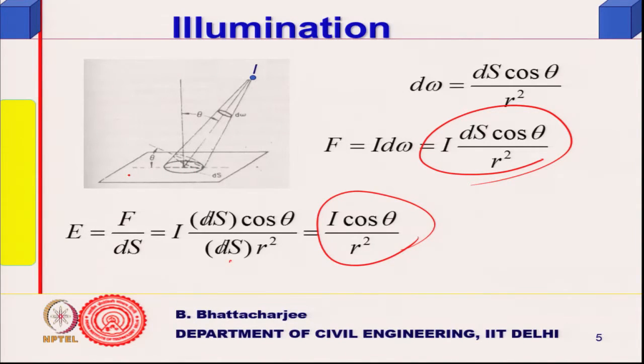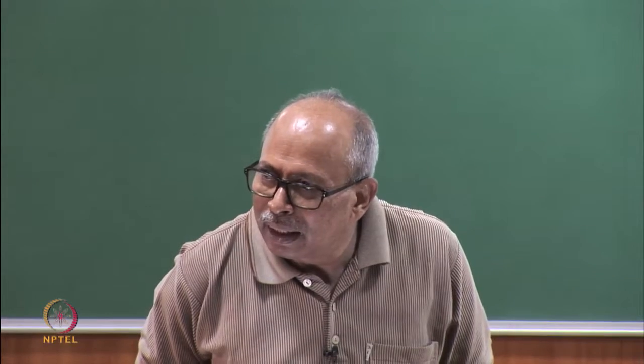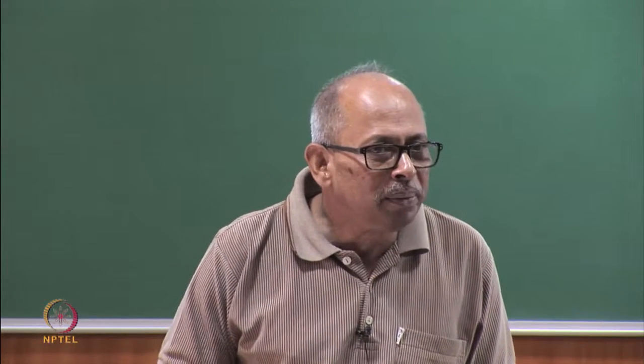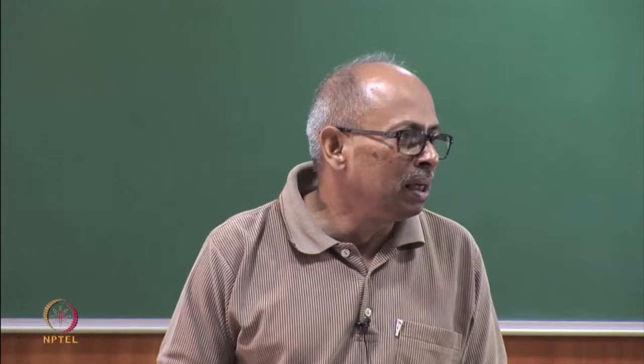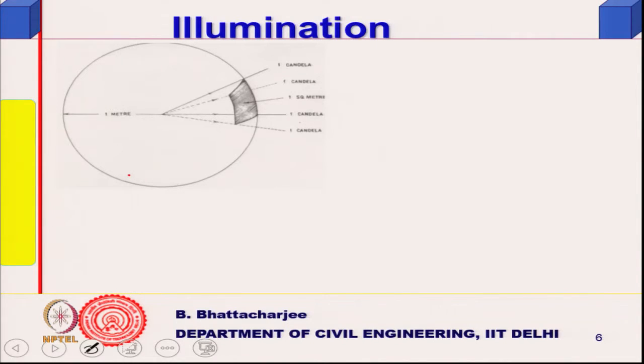So, if I have a point source at a distance r, and the angle of incidence is theta, then the illumination will be I cos theta by r square, right. All right. So, this is what it is.